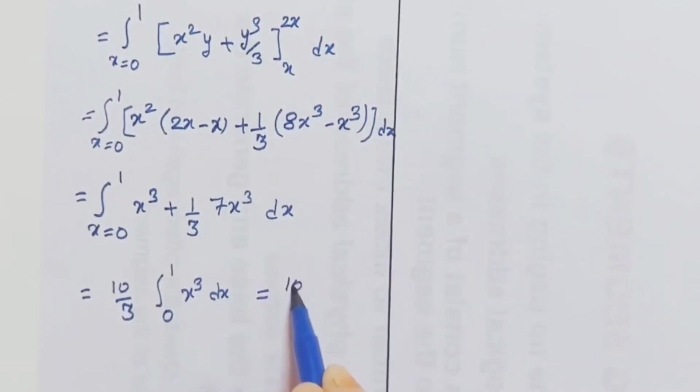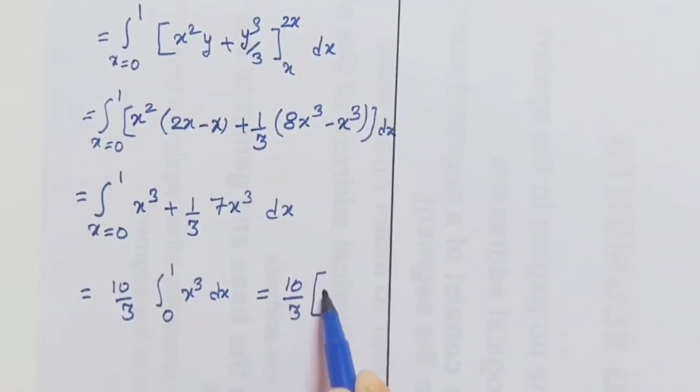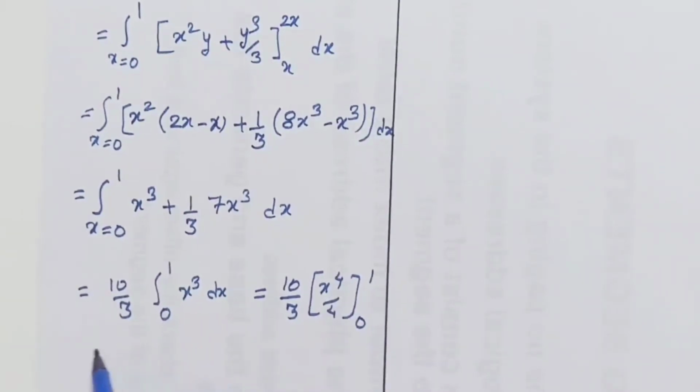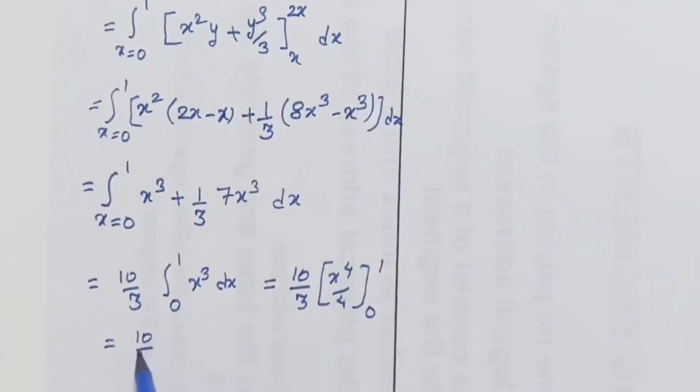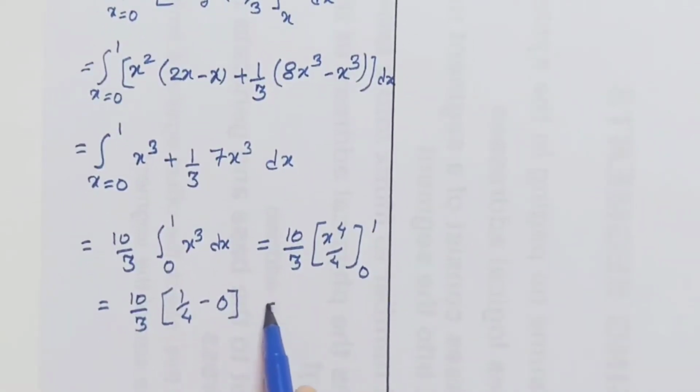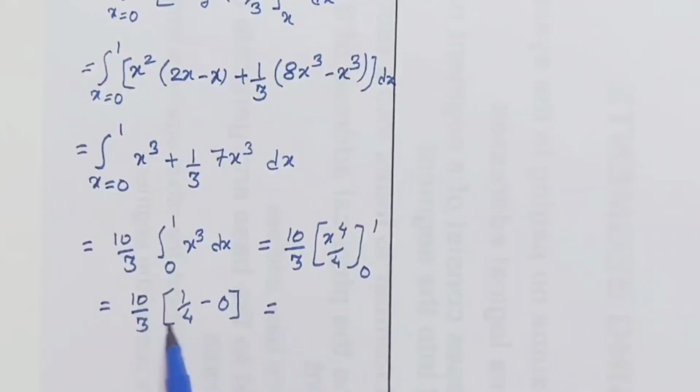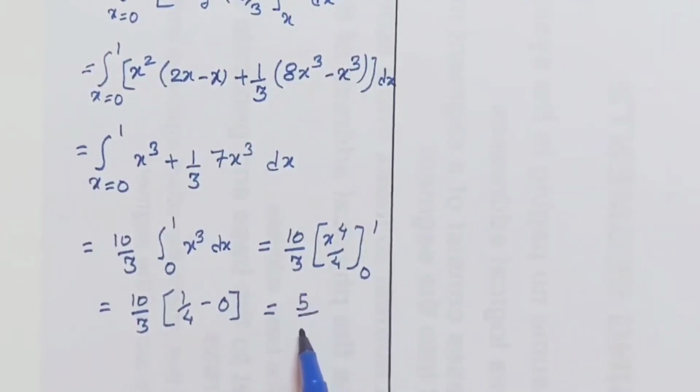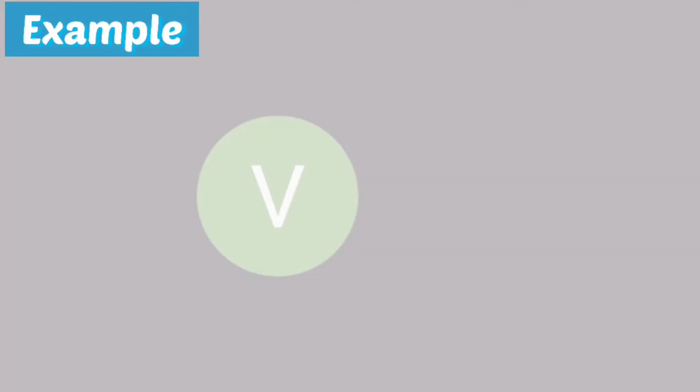So therefore 10 by 3 as it is, integration of x cube is x raised to the power 4 by 4, limit is 0 to 1. Put upper limit minus lower limit. So upper limit is 1. So here 10 by 3 into 1 by 4, minus the lower limit, which is 0. Either you simplify or directly take the product 3 into 4. Here if we cancel out this term with 2, then it is numerator 5 divided by 6.